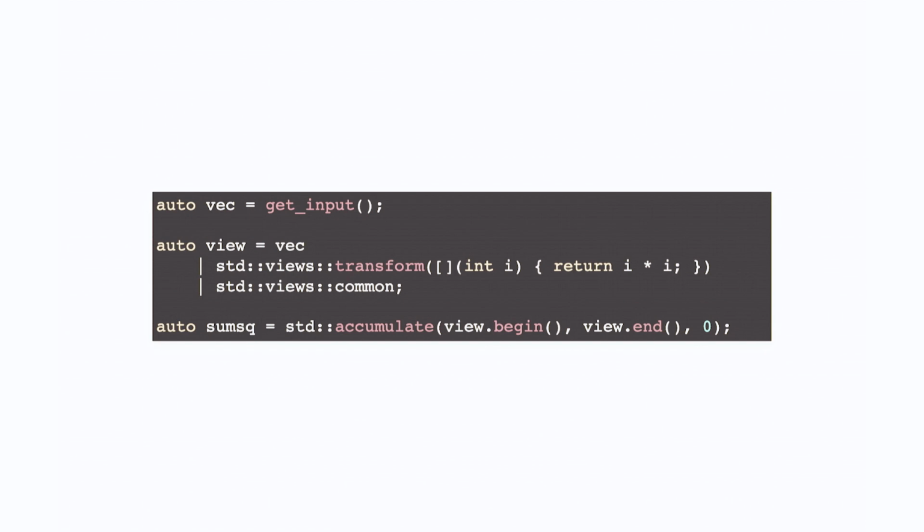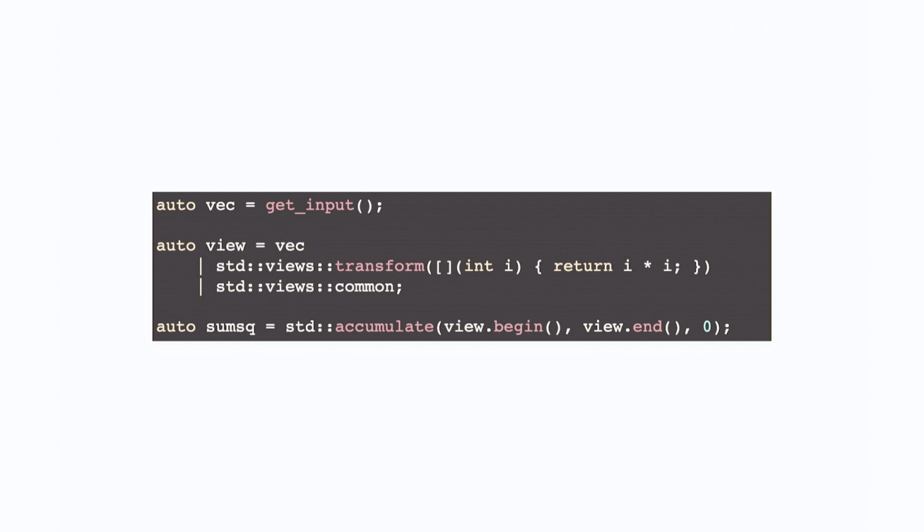In this particular case, it's not necessary because transform of a vector is already a common range. So strictly speaking, we don't need it, but it's good practice when you're going to pass an adapted range to a C++17 algorithm, and it does no harm. If the range is already common, with the same type for the iterator and Sentinel, then views common is just passed through. It does literally nothing.